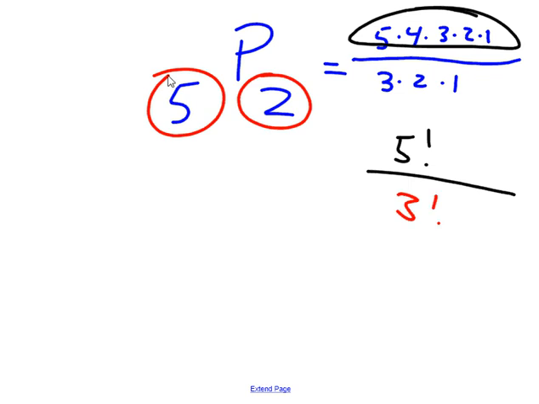It's not that complicated. If you understand that the factorial thing means 5 times 4 times 3 times 2 times 1, and the 3 factorial means 3 times 2 times 1, then watch what happens. It's really cool. This is a multiply, so it can cancel this other multiply on the bottom, and the answer is just 5 times 4, which is 20.